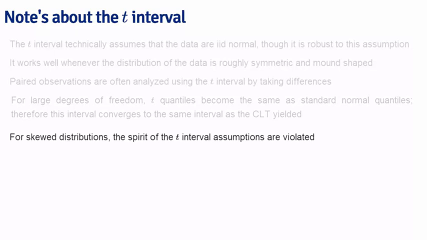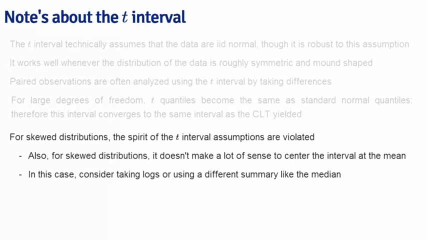For distributions that are skewed, the spirit of the t-interval assumptions are violated. And so you could either work on this data on the log scale, where logging will often take care of the skewness of the data, or you can use other procedures, for example, creating bootstrapped confidence intervals. Nonetheless, it simply doesn't make sense to use the t-interval for skewed distributions because in a lot of ways it doesn't make sense to center intervals for skewed distributions at the mean.